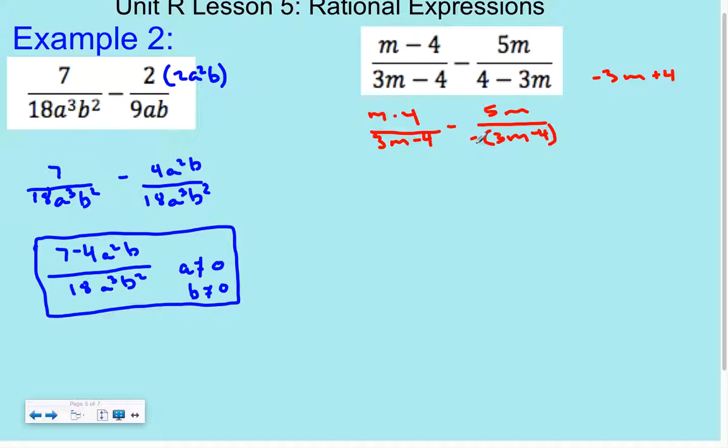And so the other thing I'm going to do is cycle this negative sign back up here. And that's going to make this m minus 4 over 3m minus 4 plus 5m over 3m minus 4. And at this point, we're pretty happy.